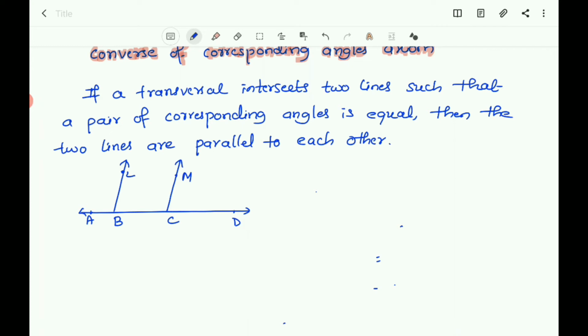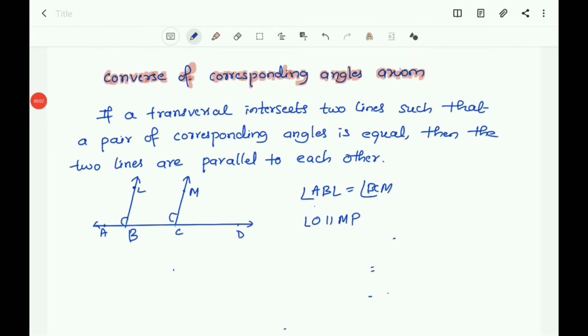Draw a line AD and mark points B and C on it. At B and C, construct angle ABL and angle BCM, which are equal to each other. Construct equal angles at B. Produce the lines LB and MC to verify whether they are intersecting or not. So you produce both the lines here.